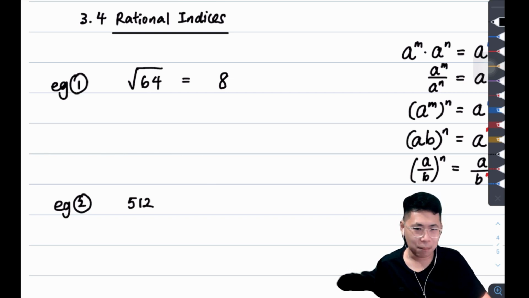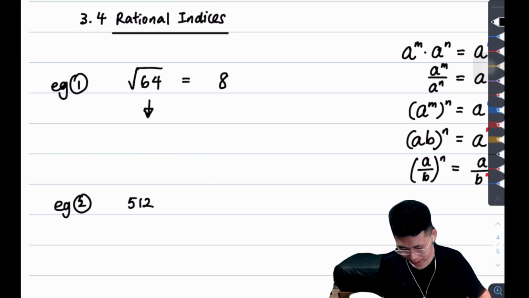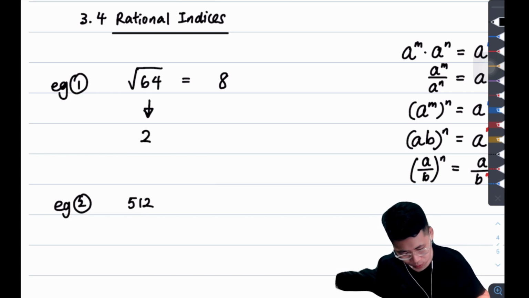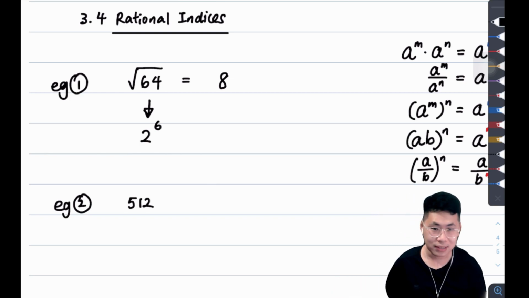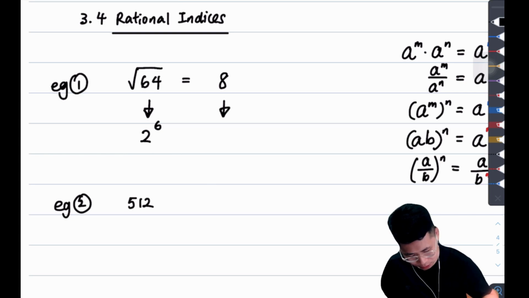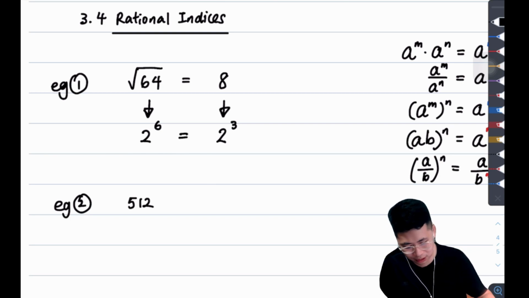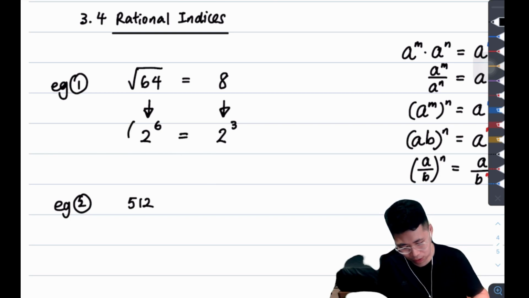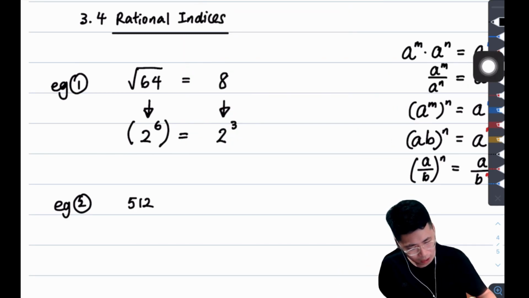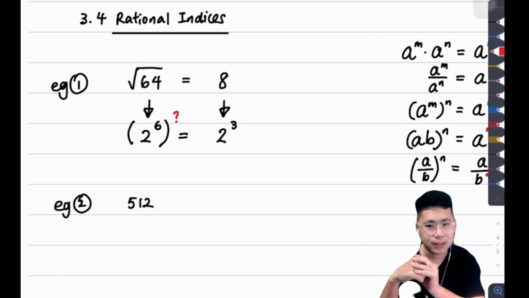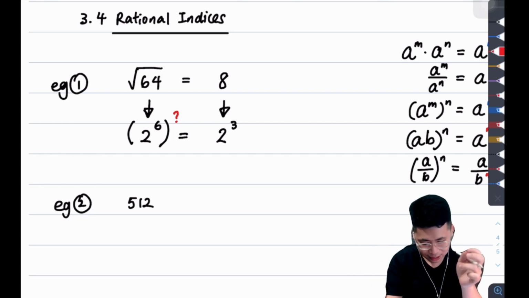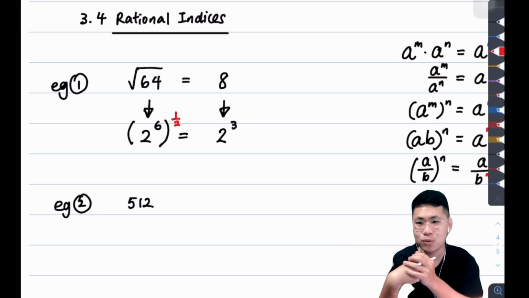But let us take a look at the power of 2 in this case. So what is 64 over here? 64 is actually 2 to the power of 6, whereas 8 is 2 to the power of 3. So the golden question is, if I take the square root, what is the number here such that it will make my 6 become a 3? 6 times what equals 3? 6 times half equals 3.